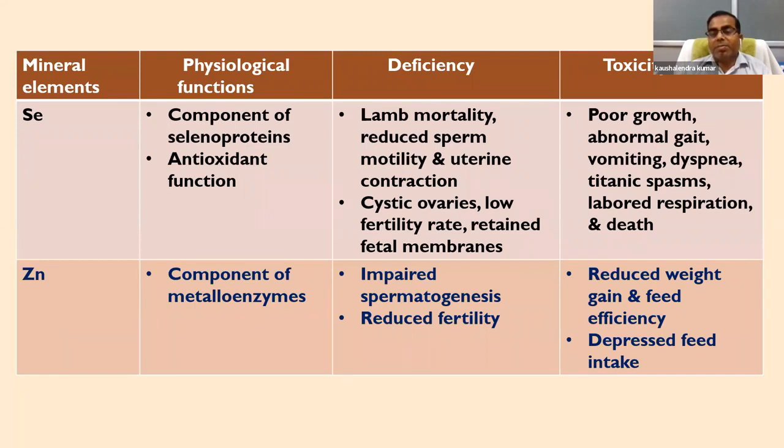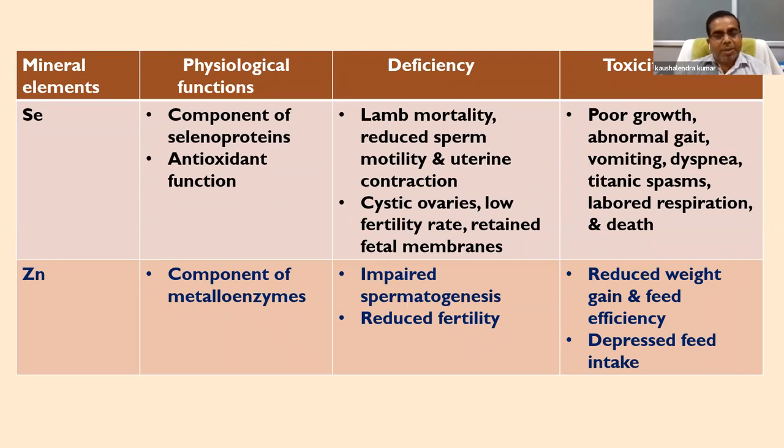In toxicity condition of selenium, poor growth, abnormal gait, there may be a chance of vomition, dyspnea, tetanic spasm, and labored respiration, and if in excess, then death may arise sometimes due to selenium toxicity.